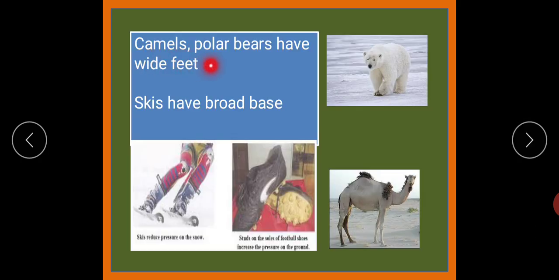Then animals like camels and polar bears have wide feet. Their body is very heavy, but their wide feet help them to decrease the pressure. Skis have a broad base so that they don't sink in the snow. Football shoes increase the pressure with the studs.